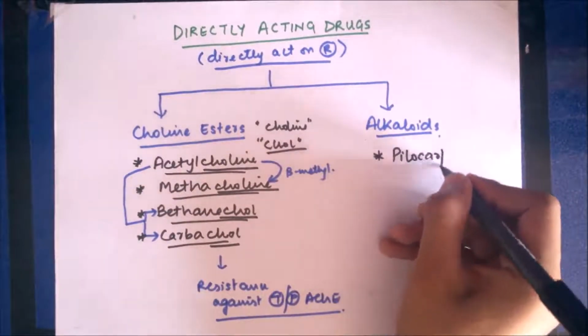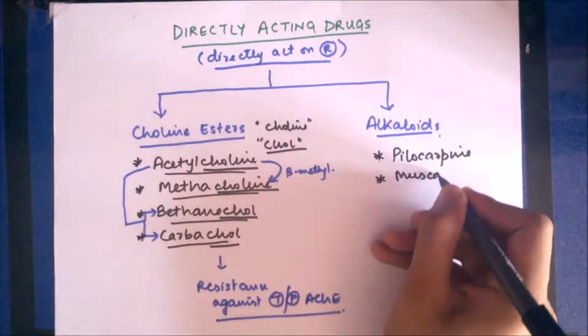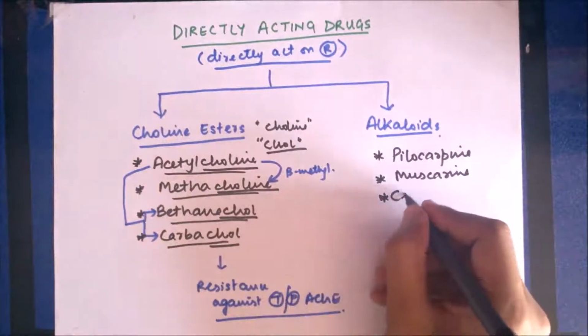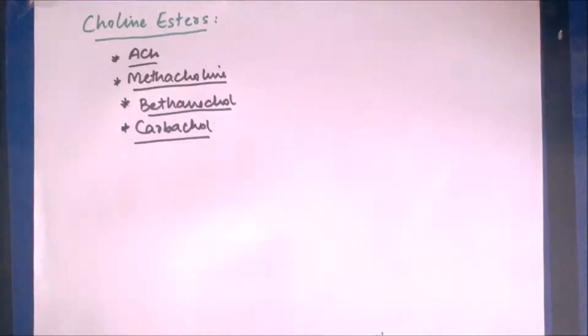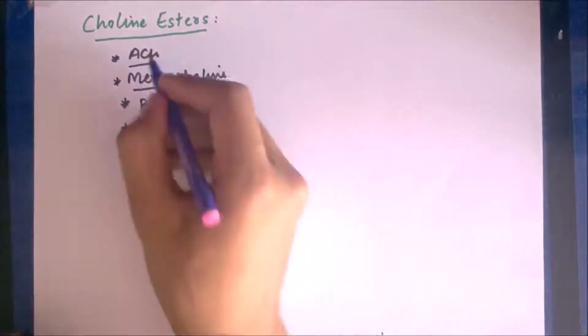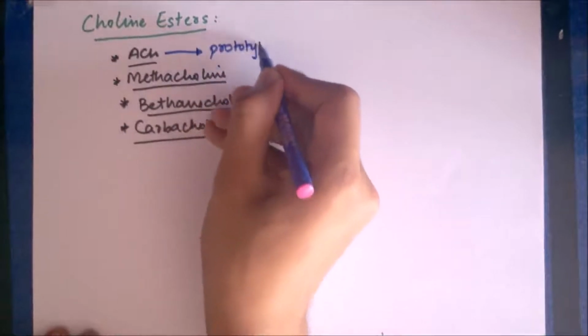Now alkaloids include drugs such as pilocarpine, muscarine, and a newly developed alkaloid, cevimeline. I will study individual drugs. The first class of drugs is choline esters. It includes drugs such as acetylcholine, methacholine, bethanechol, and carbachol.